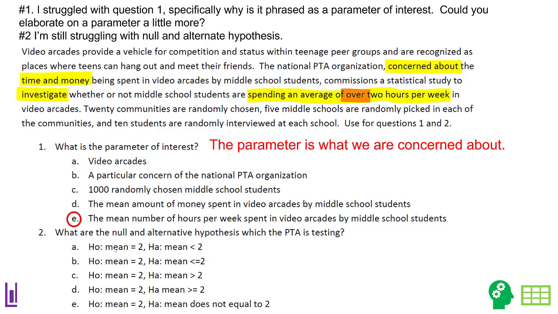Now, since it's over, that means we're trying to do research to find out if they're spending more time. So the alternate hypothesis is more than 2. The null is equals to. So we want to go ahead and use C. We're comparing an equals to a greater than. So the answer is C for number 2.